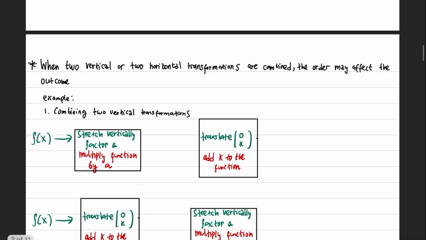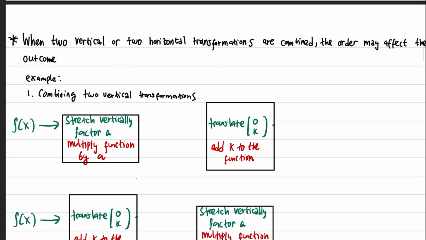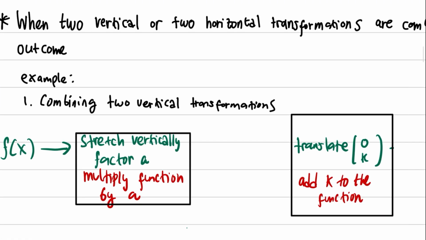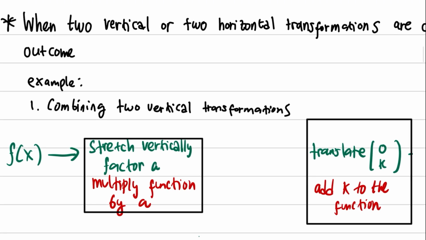Okay guys, now we can combine two transformations together, but be careful. If we want to combine two vertical or two horizontal together, the order may affect the outcome. Let's say I want to combine two vertical transformations. The first transformation, I stretch vertically by factor a, means that we multiply my function by a. So from f(x), we multiply my function with a, it becomes a f(x).